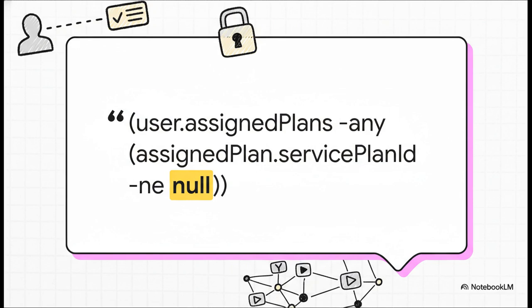This rule is just asking one simple question. Does this user have any kind of software license assigned to them? If the answer is yes, boom, they're in the group. It's a fantastic, automated way to create a group of every single active, legitimate user in your entire system.